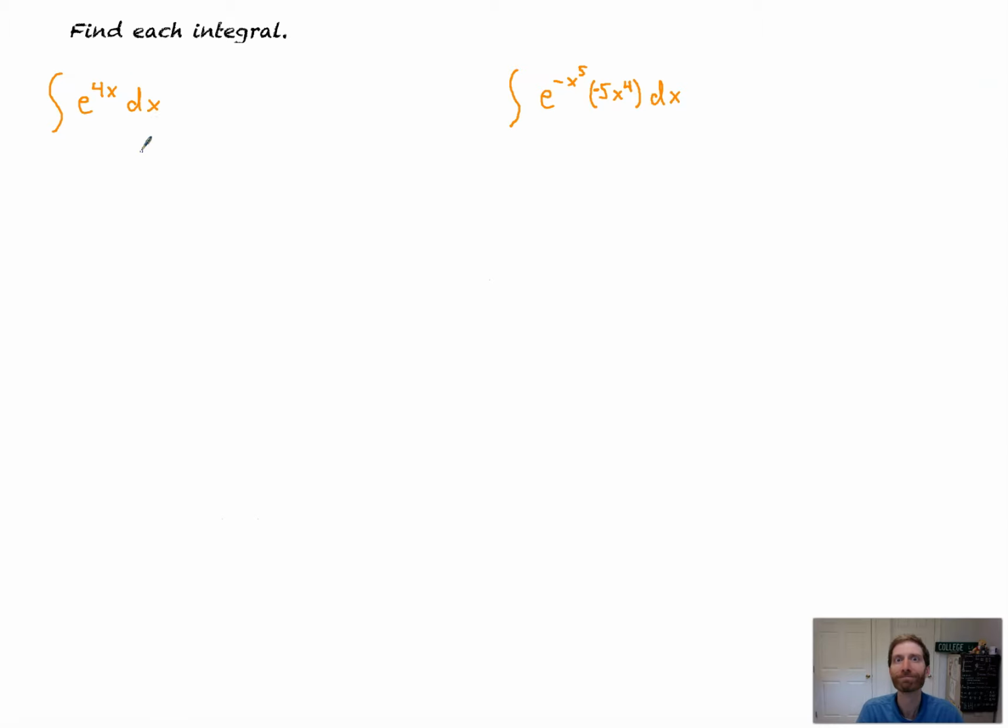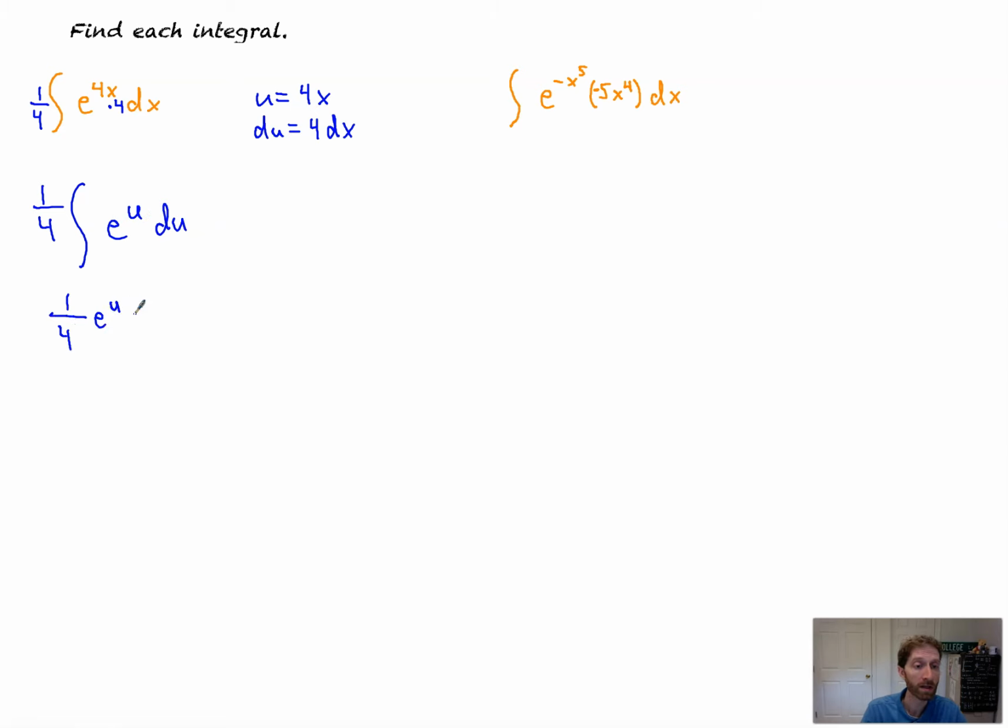So e to the 4x, let u equal that exponent. That's not always going to be the case, but often the exponent is going to be u. So I'll let u equal 4x. du is therefore equal to 4dx. Well, we don't have a 4dx, so we're going to put a 4 there. And simultaneously, I'll have to divide by 4, or multiply by 1/4. So I get 1/4 times the antiderivative of e to the u du. Now, the antiderivative of e to the u is e to the u. So I get 1/4 e to the u plus c. And so we're just going to plug in like we always do. So think normal u substitution with e rules. Very, very straightforward. So that's going to be e to the u, which is 4x, plus c.